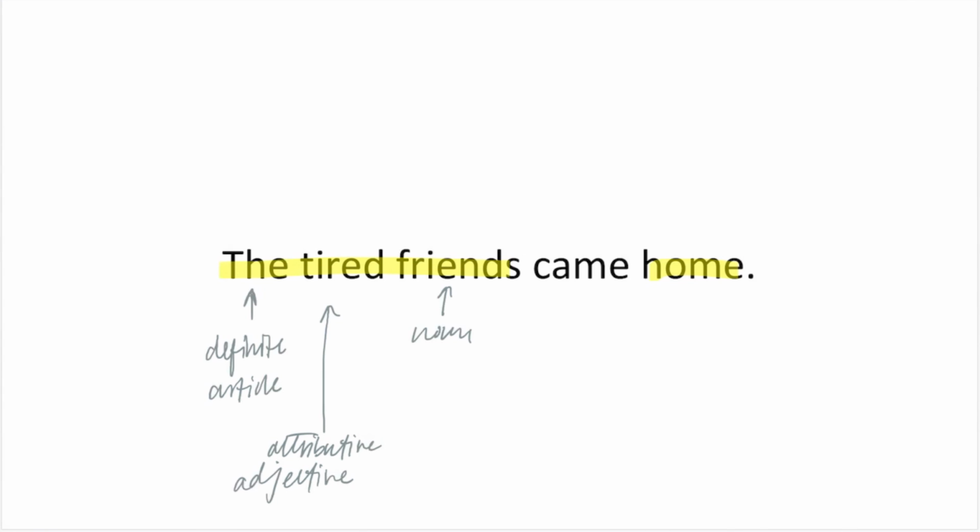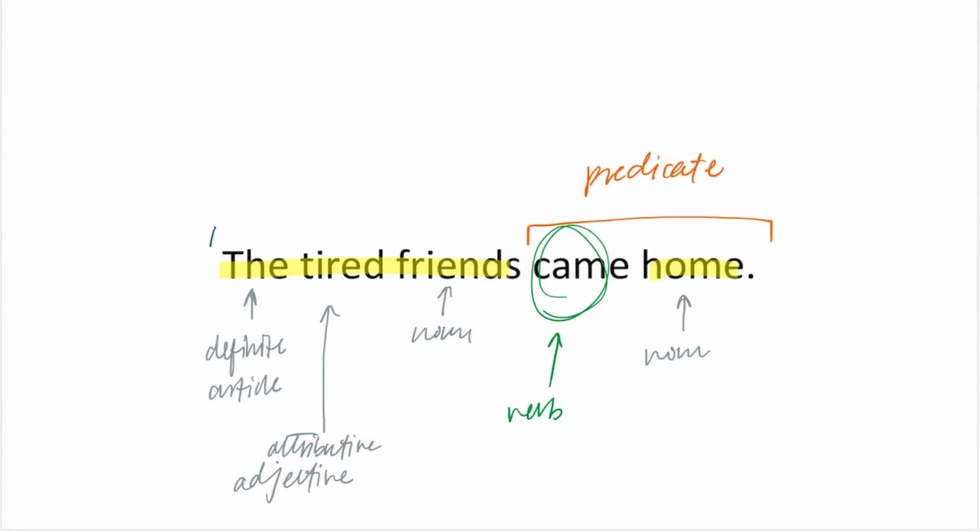The friends weren't happy or jovial, they were tired, presumably because they'd spent a night out, having fun with one another. The full noun phrase is the tired friends. That's our subject. We'll get to that in just a moment. Let's go to our second noun, home. This is the object of our verb, which is came. Came home is the predicate that corresponds to the subject, which is the tired friends. That's our last sentence. The tired friends came home.